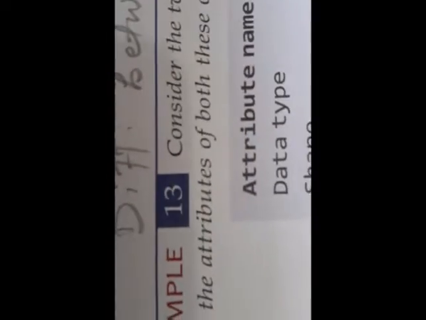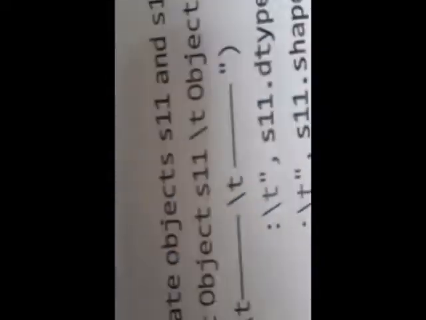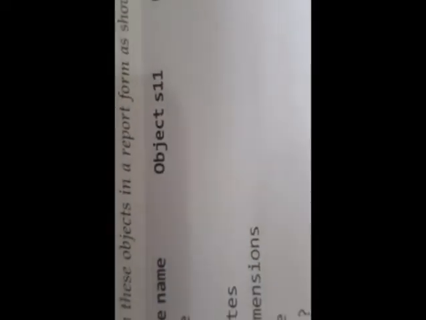Then you see, print the attributes of both these objects in a report form as shown below. This type of report is needed, okay. I will show you the report. This type of report is needed. This is on page 15, okay.